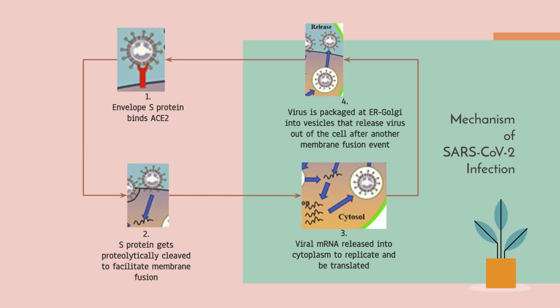After viral recognition of a host cell through ACE2 binding, the S protein gets proteolytically processed to facilitate membrane fusion, releasing viral positive sense RNA into the host cell. Once in the host cell, the viral mRNA can be translated via host cell machinery, which will produce viral replication proteins to produce more viral particles. These viral particles are packed together between the endoplasmic reticulum and Golgi into vesicles that once again fuse to the host cell membrane, but this time releasing the viral particles out of the cell rather than bringing viral genetic material into the cell.